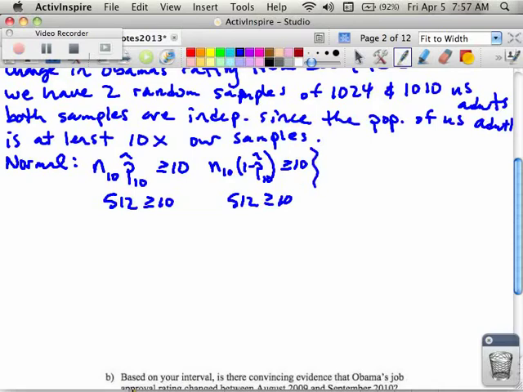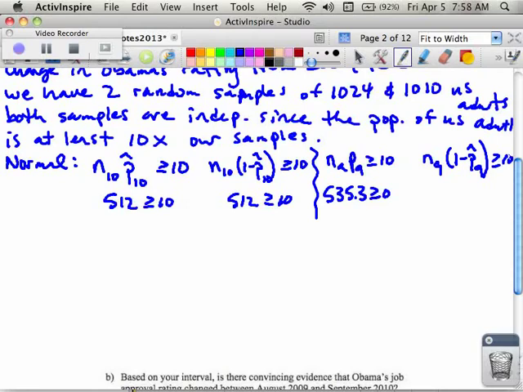We also have to check the one from 2009. So we check the n9 p9 hat, see if that's greater than or equal to 10. That number comes out to 535.3, I mean 0.3. That's greater than or equal to 10. And then we do the n9 times 1 minus p hat of 9, see if that's greater than or equal to 10. And that number comes out to 474.7, and that's greater than or equal to 10.